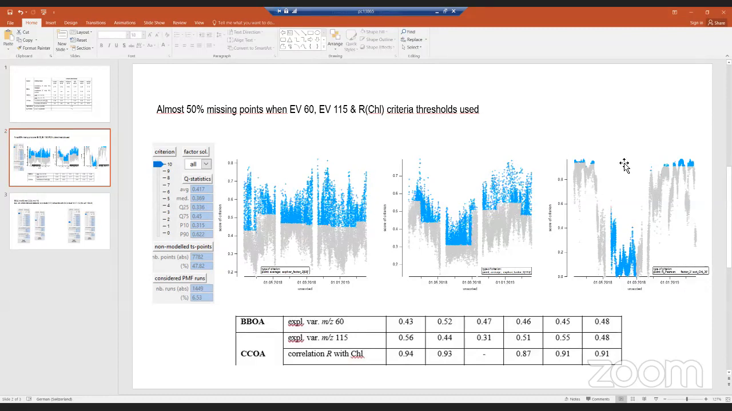In this slide, it's mostly due to chloride, which is somehow not going very well, but also already in these graphs. Maybe I should explain this. The first graph is the explained variation of MZ60 in the BBA, then the explained variation of 115, and then the correlation with chloride. If I put everything in using the seasonal thresholds from the bootstrap, I end up with almost 50% of missing points.